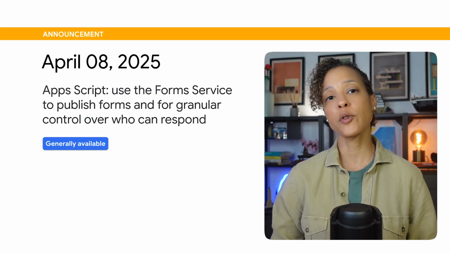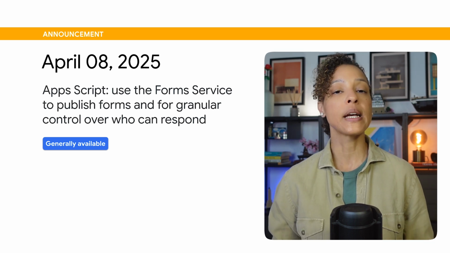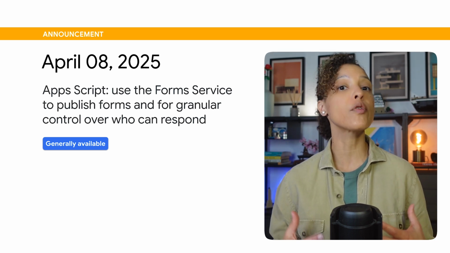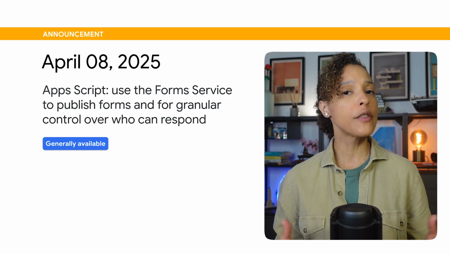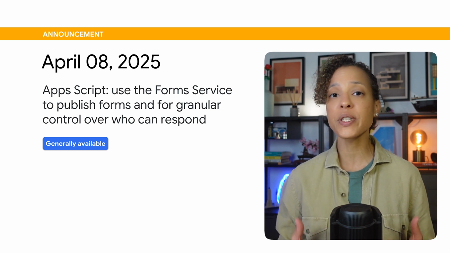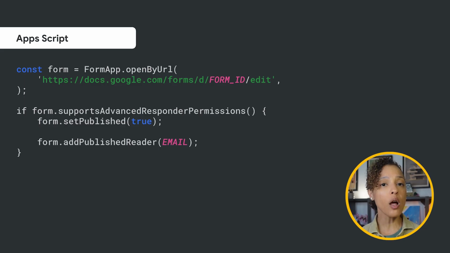You can now use Apps Script's form service to publish forms and to have granular control over who can respond to forms. This feature is only available for forms that support publishing. By calling supportsAdvancedResponderPermissions, you can determine if the form supports publishing. If it does, the setPublished method sets whether the form is published, and the default for new forms is true.